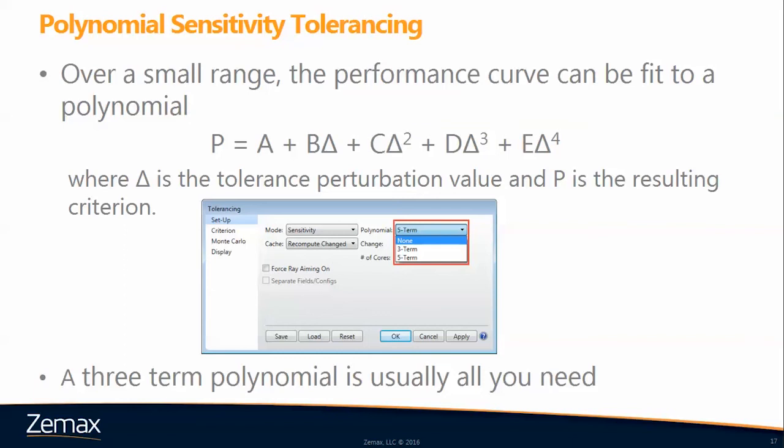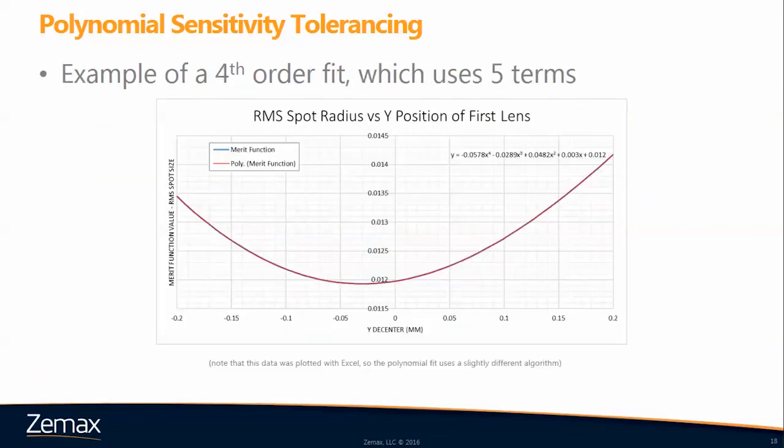OpticStudio lets you choose 2 different options for this polynomial fit. You can use the first 3 terms or the first 5 terms. If you choose the 3-term option, it omits the D and E terms, and it will also use 4 equally spaced points within the min and max tolerance values for the fit. Similarly, the 5-term will use all terms, and it uses 6 equally spaced points. So this plot is just showing an example of a fit using a 4th-order fit, so something that could be comparable to a 5-term fit in OpticStudio.